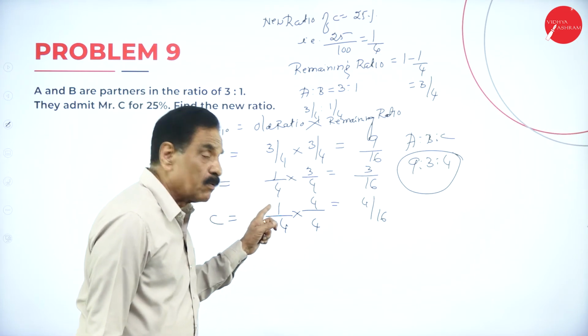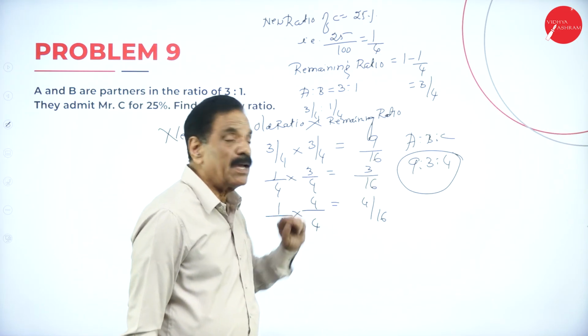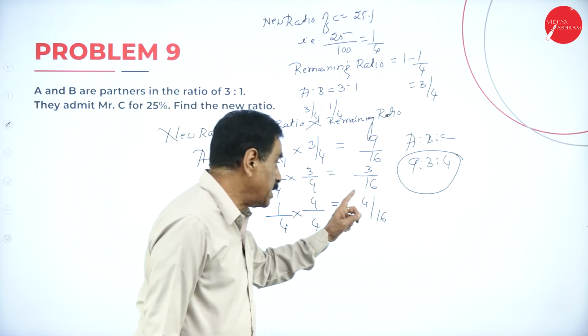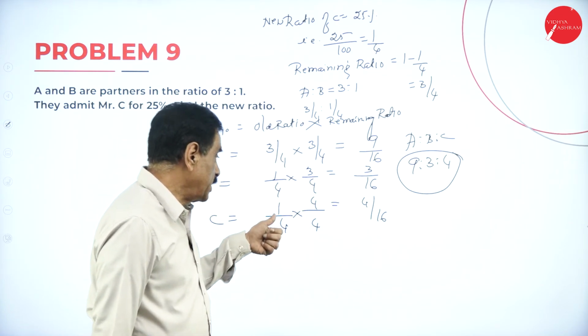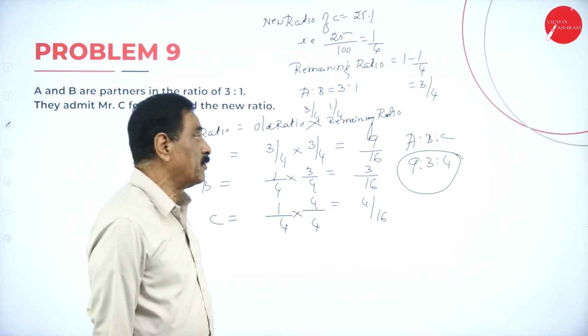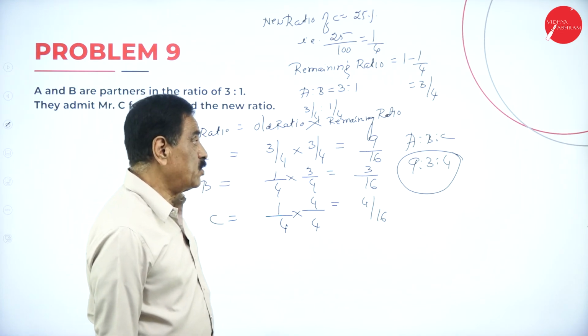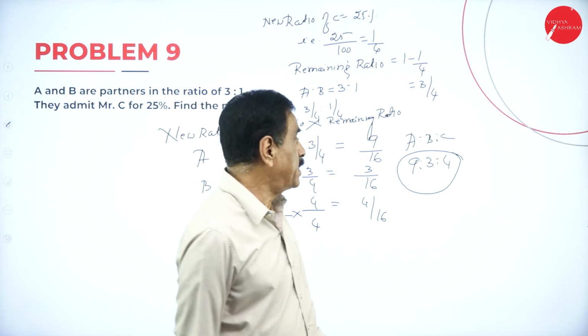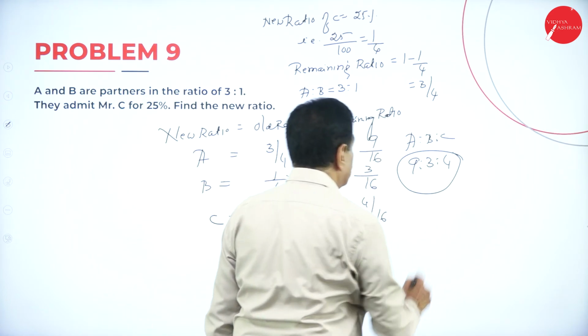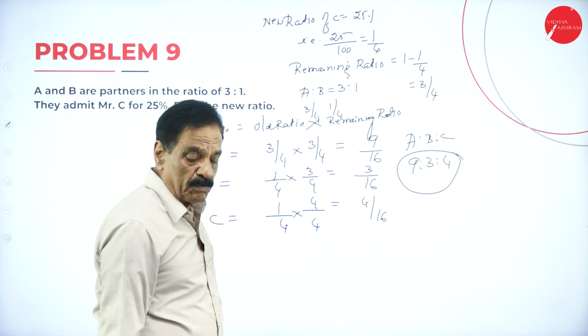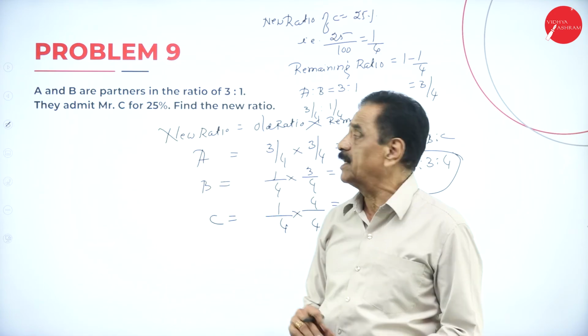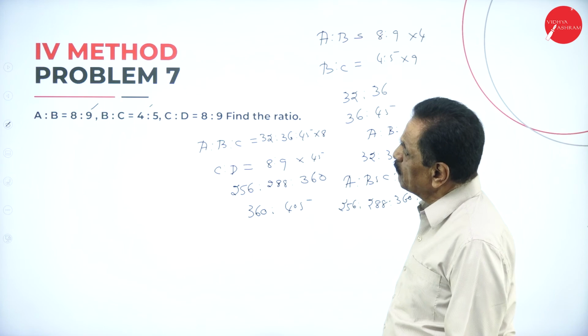The last step, 1/4. What's the LCM here? 16. To get the 16, 1/4 into 4/4 is 4/16. So they are in the ratio of 9:3:4. Add this: 9 plus 3, 12 plus 4, 16. Numerator should be equal to denominator. We go one by one now.